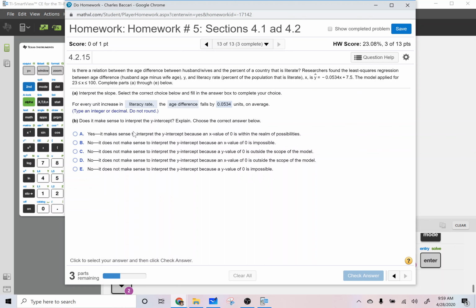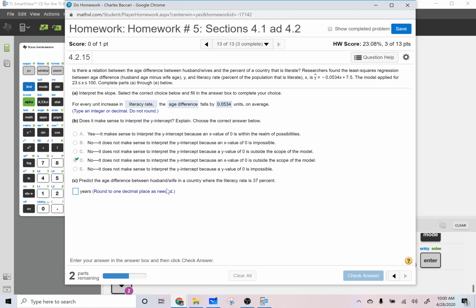Does it make sense to interpret the y-intercept? No, because it's outside of the scope, right? So the x values are between 23 and 100. So 0 does not fall in that scope. Okay.